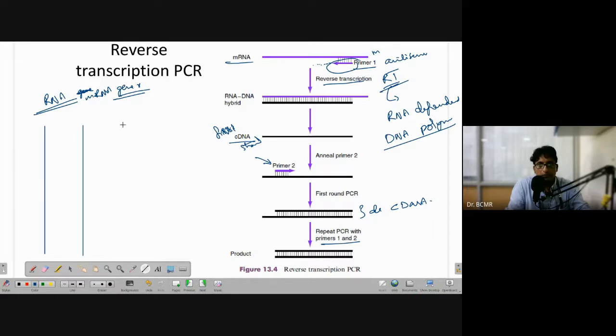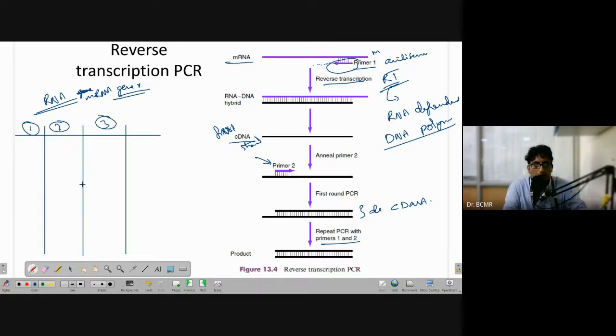It will be easy if we can draw these gel diagrams like this. So if somebody has given you RNA sample 1, sample 2, sample 3, and the only question they have asked is, tell us if mRNA is present or not. In that case, we could perform this reverse transcription PCR, and we will run it on the agarose gel.